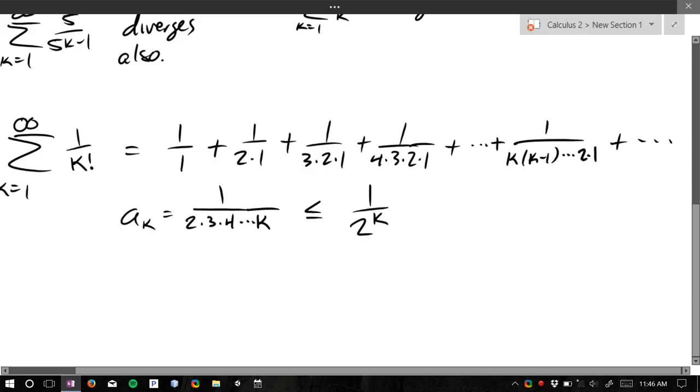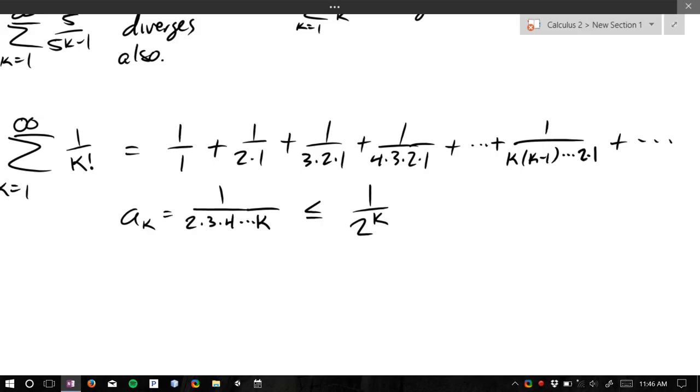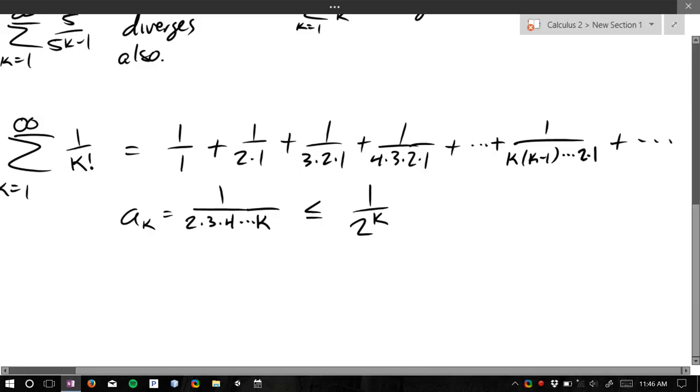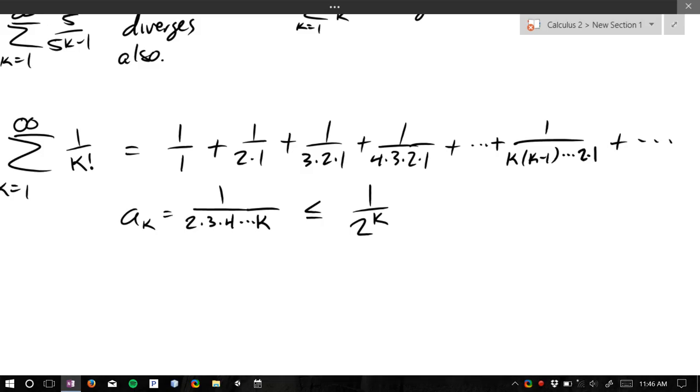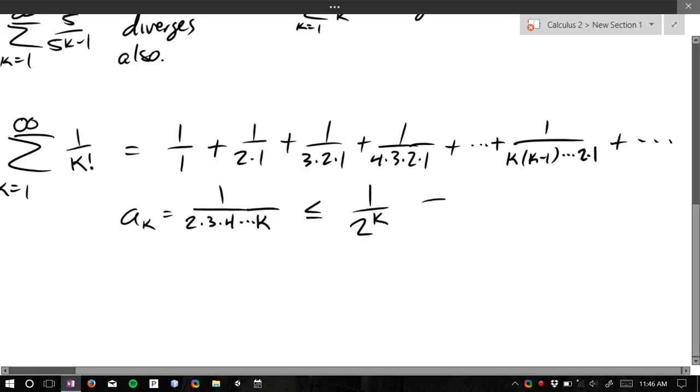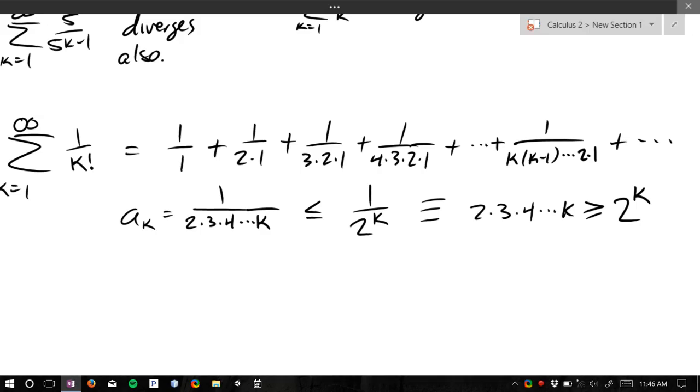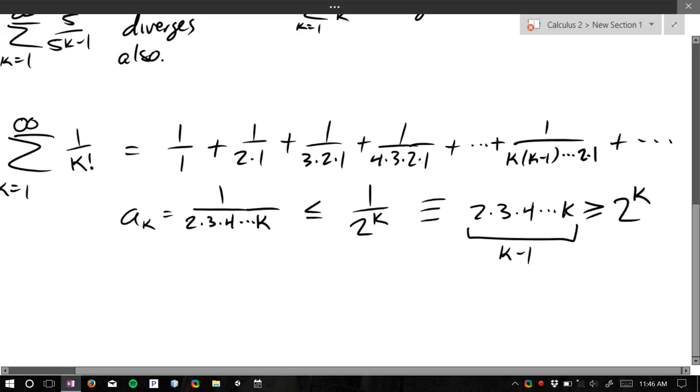So why is this estimate true? Maybe a non-fraction would be a better way to look at this. So if I take the reciprocal, when you take reciprocals, your inequality sign flips around. So I'm going to reciprocate both sides. So this is the same inequality as 2 times 3 times 4 dot dot dot times k is greater than or equal to 2 to the k. Now, I have to be a little bit careful because technically there's k minus 1 right here total, not k. Maybe we'll go k minus 1 just to be a little safe.